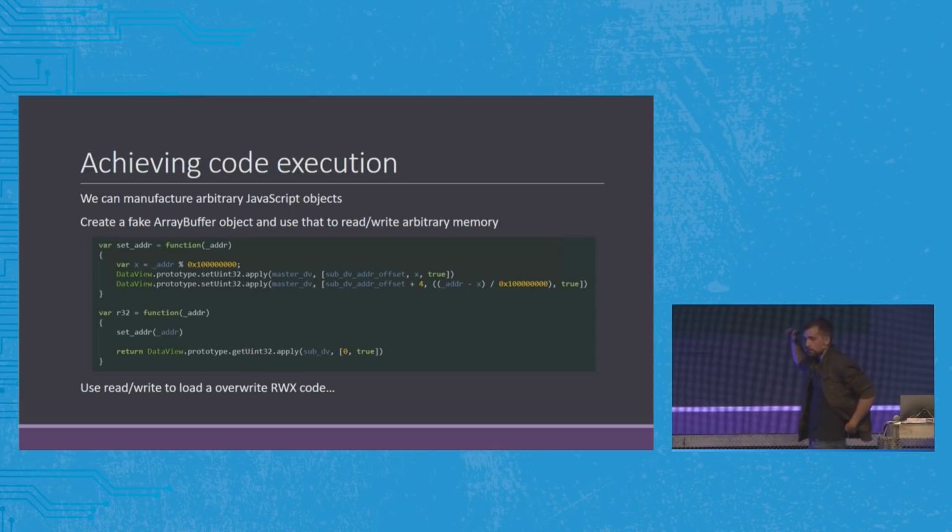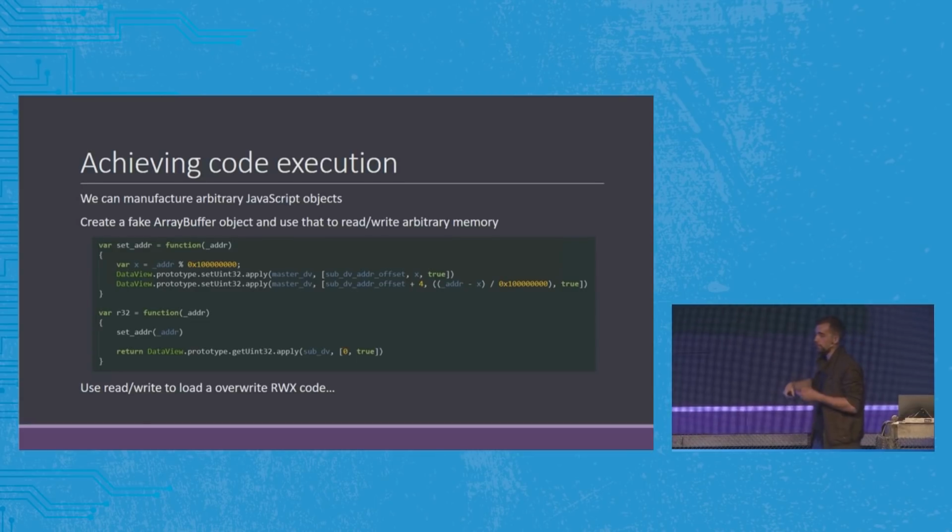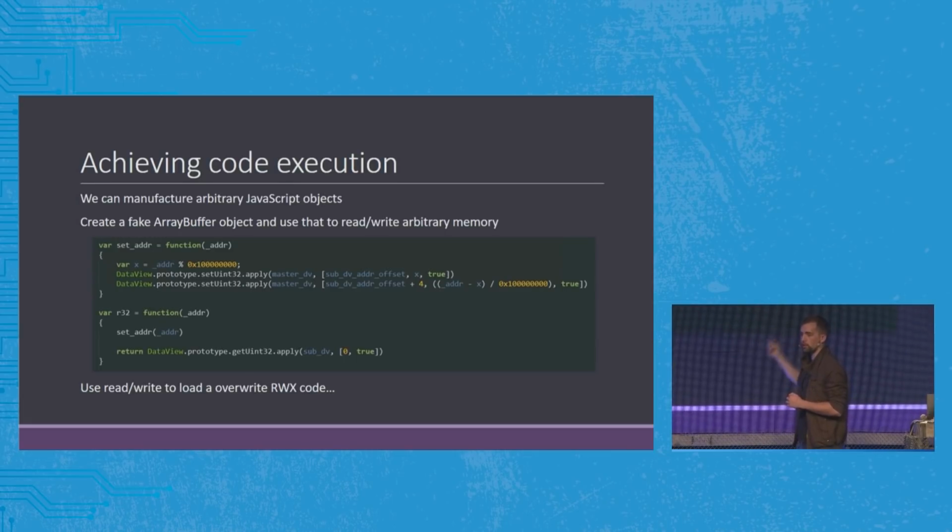What that means is, personally, what I like to do is create an arbitrary data view object. I'm just going to create a fake array buffer, a fake data view object, and then I can modify the address of the buffer of that array buffer, and then all of a sudden I have the ability to read and write at arbitrary locations from JavaScript.